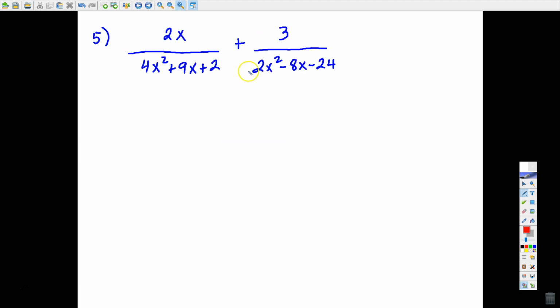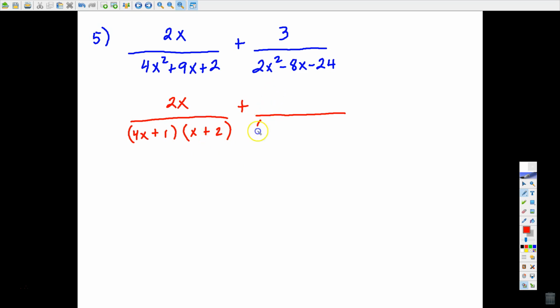Number 5. This time it's addition, but the process is the same. I need to find the LCD, and to find the LCD I need to factor both of these denominators. So here I'm just going to show the factored form of the given problem. Okay, so this denominator factors as 2 linear binomials. We can do 4x plus 1 times x plus 2. Check that with FOIL. 4x squared plus 8x plus 1x is plus 9x plus 2.